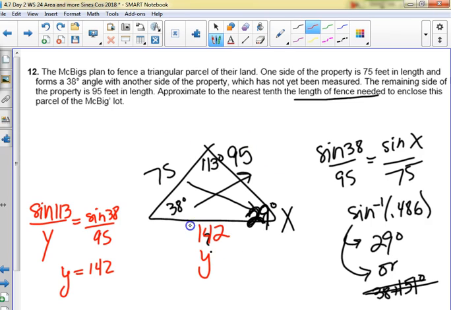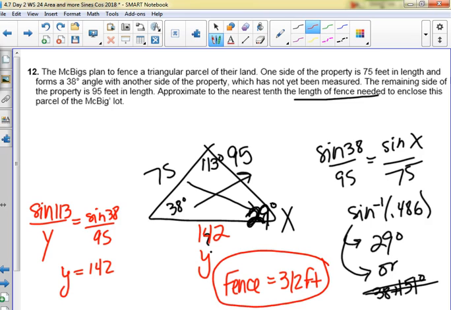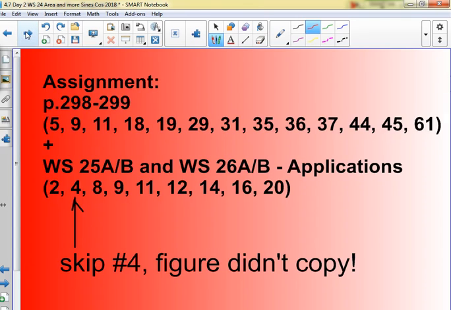So it asks for how much fence we need all the way around. So if I add 142 plus 75 and 95, I get the perimeter, or the amount of fence, is 312 feet. I think there's a question on the worksheet that says you have to add 5% for waste. So if you multiply by 1.05, it doesn't ask that here, but you'd buy about 328 feet in case you had some waste as you cut the pieces of the fence, okay? But that's on the practice that asks a question like that.